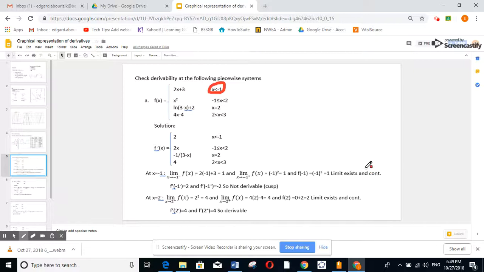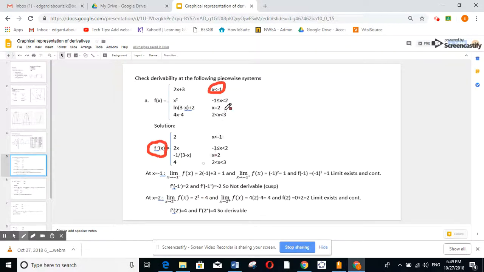Because the limit exists and it's continuous, I want to check derivability. So I do f prime of minus 1. I go to the derivative function. F prime of minus 1 minus is 2. F prime of minus 1 plus, I'm here, so 2 times minus 1, it's minus 2. Because left is not equal to right, one is 2, one is minus 2, we say it's not derivable because they are not equal. So we can say it's a cusp point. The derivative does not exist. However, the limit and continuity exist.